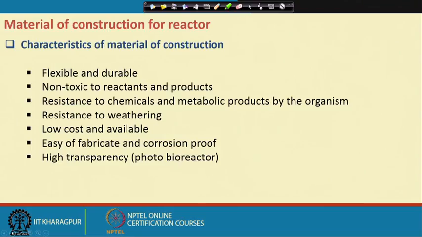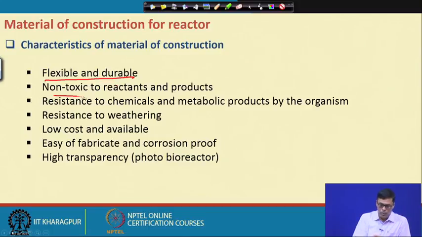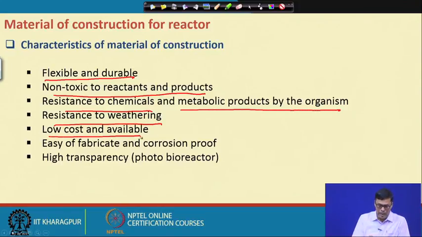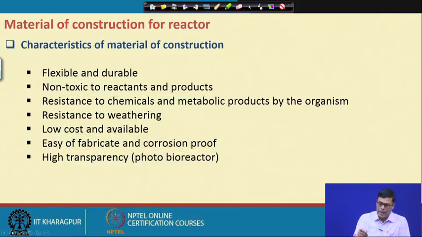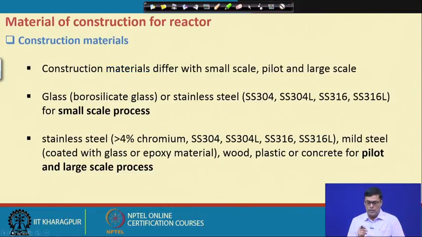So you know that the construction material of the reactor is very important. It should be flexible and durable, and non-toxic to reactant and product. Resistance to chemical and metabolic products of the organism, resistance to weathering, low cost and available, ease of fabrication, corrosion proof, and highly transparent. High transparency is needed in the case of photobiological reactions, because we want to use light energy for the growth of the microbial cell.